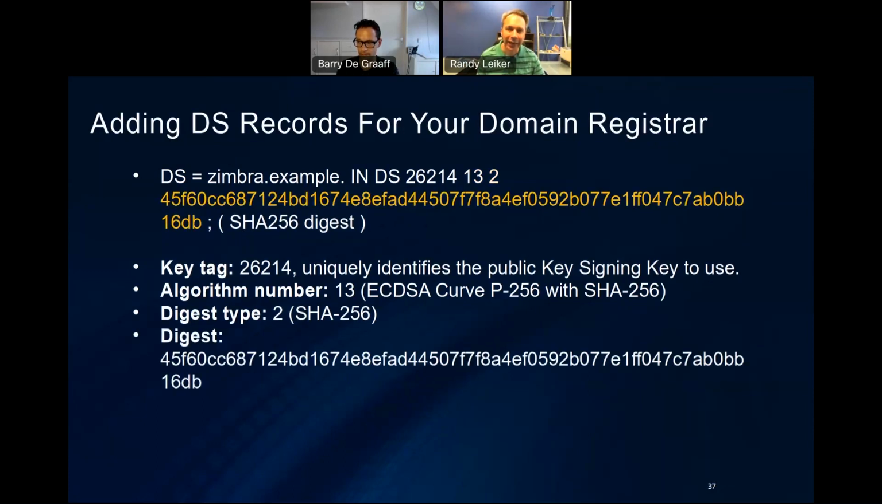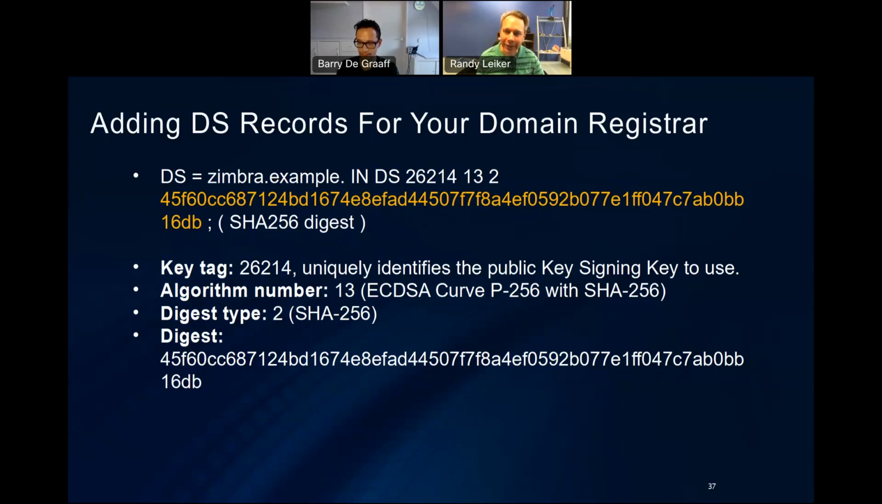And finally, the last highlighted item in the DS record is the hash, also known as the digest. Your DNS server creates this unique hash for each domain you secure with DNSSEC, and this corresponds to one of the DNS key records on your DNS server.